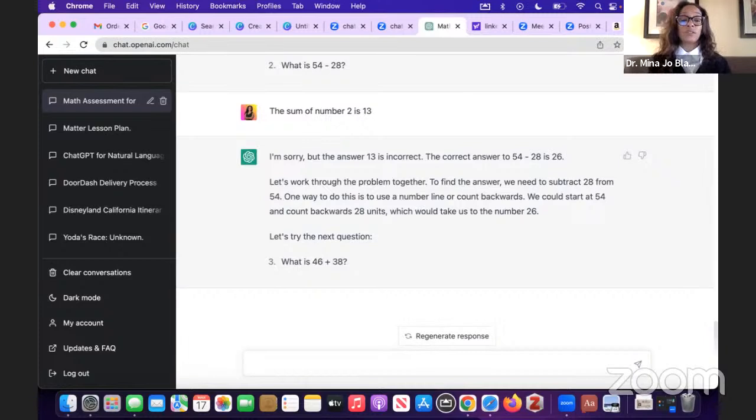Let's try the next question. So the next question is 46. Now I'm not going to go through them all. I might go through them all separately on another day just because I want to see what will happen and see if it will continue.